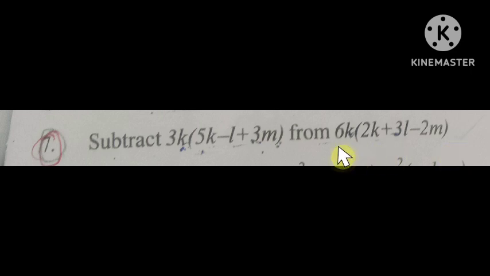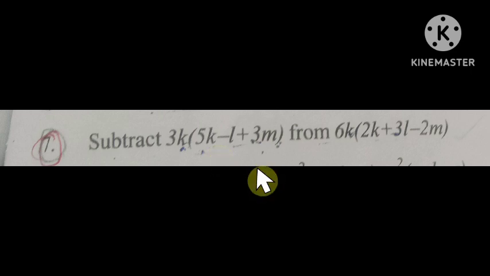First, in these two terms, a monomial is multiplied by a polynomial. I have to calculate the product of the first two terms. Next, I have to calculate the product of the last two terms. Next, subtract these two: the last two terms' product minus the first two terms' product. We will get the final result. That is the explanation.